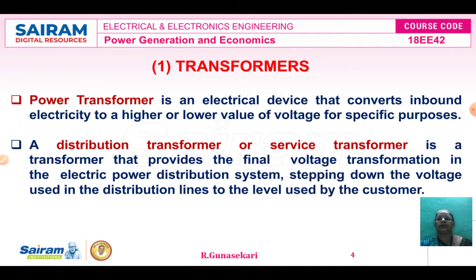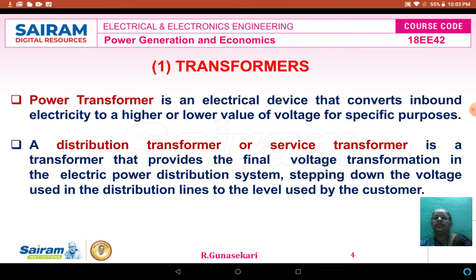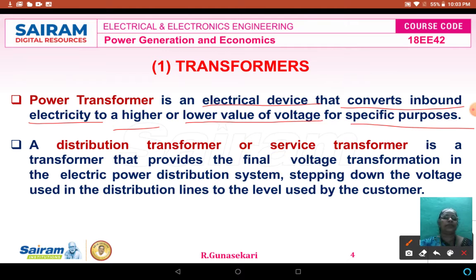The power transformer. The power transformer is an electrical device which converts electricity from a higher value to a lower value, or from a lower value to a higher value of voltage, for specific purposes. If I want to step up, the voltage is stepped up, for example 11 kV to 220 kV. Otherwise, for a step down purpose, the 11 kV is stepped down to 440 volt. For this purpose only we are using the power transformer. This is the definition of power transformer.